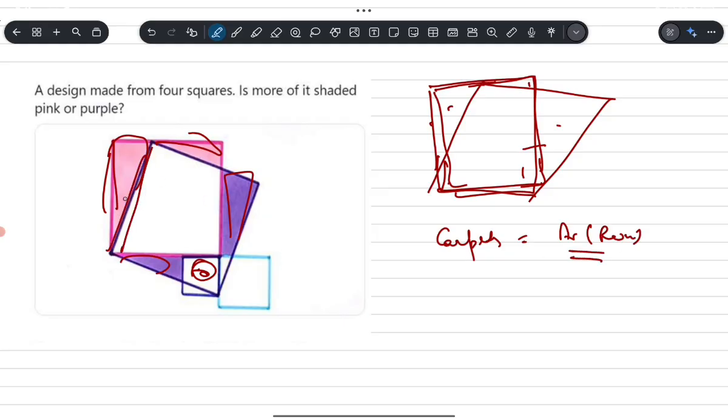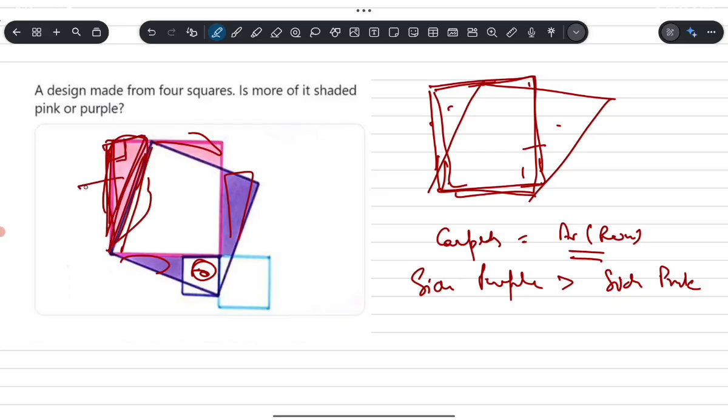You see, the side of the purple square is bigger than the side of the pink square. Why? Look at this triangle. If you notice, it's a right angle triangle. The side of the pink square is acting as a perpendicular, and the side of the purple square is acting as a hypotenuse. So the area of the carpet is bigger than the area of the room. That's not possible. So this is not a case of the carpet's lemma.